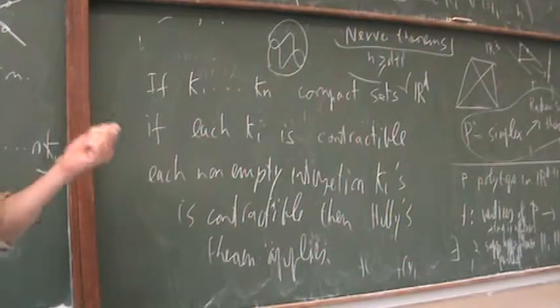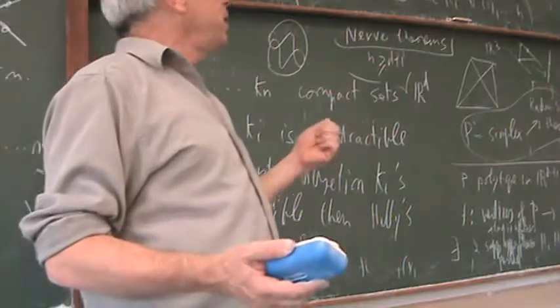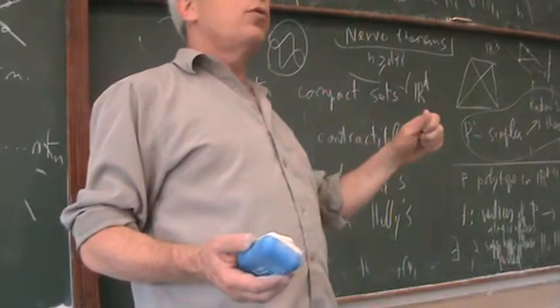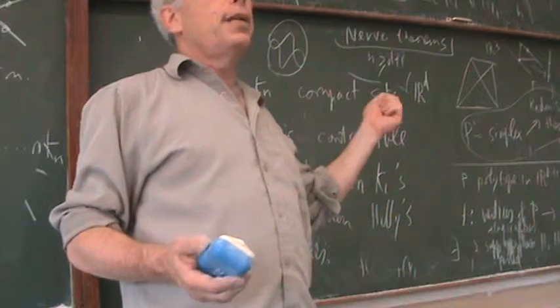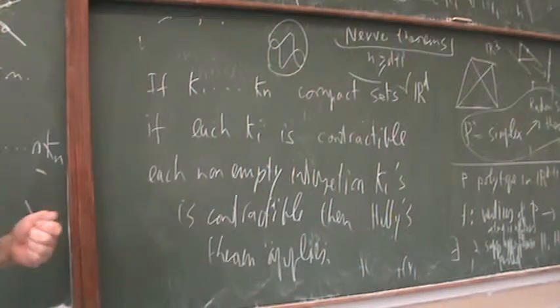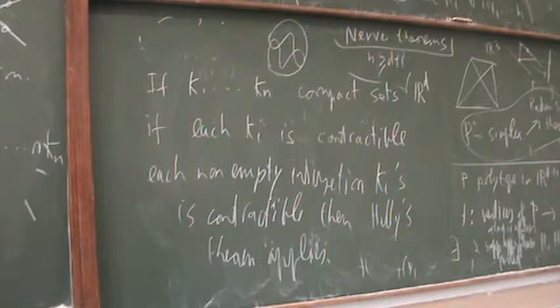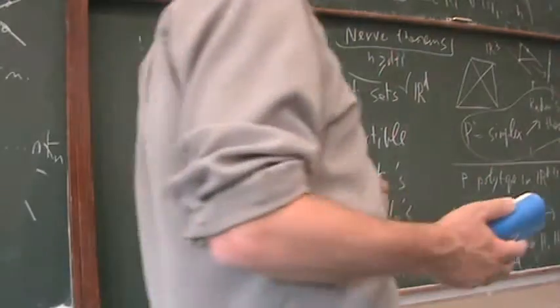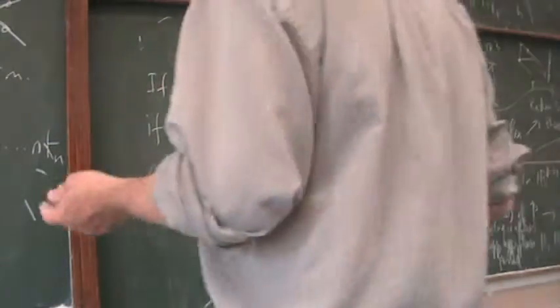And the nerve lemma was also, although you don't need spectral sequences to prove the nerve lemma, one of the first appearances of the notion of spectral sequences, Leray spectral sequences, which is a very important method in topology. And what does the nerve lemma tell you?